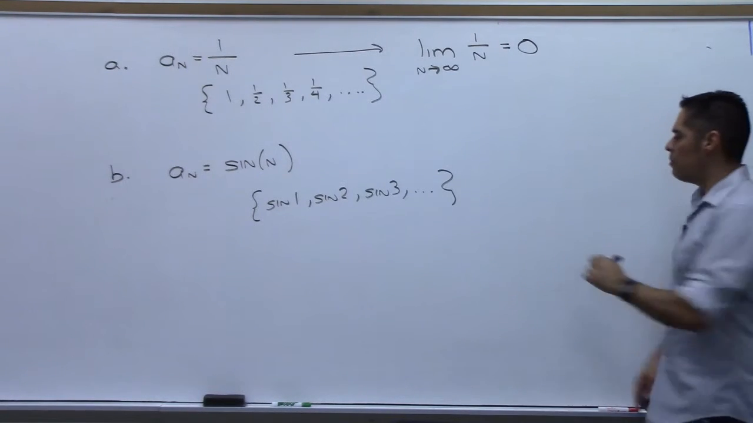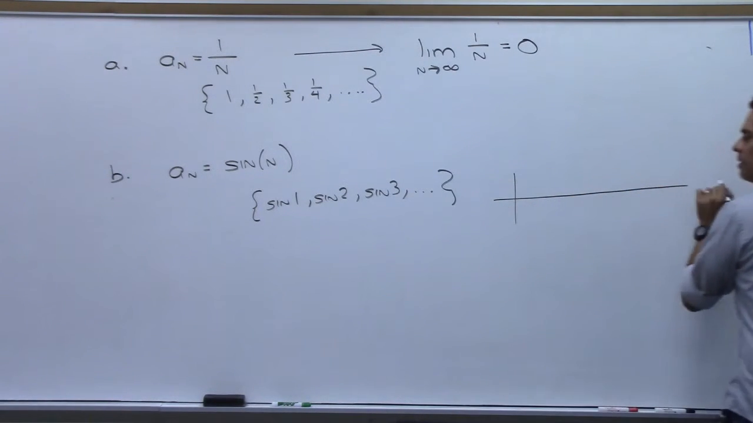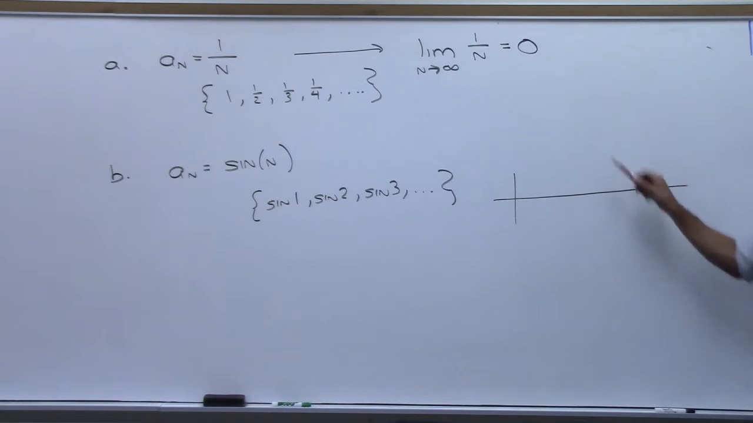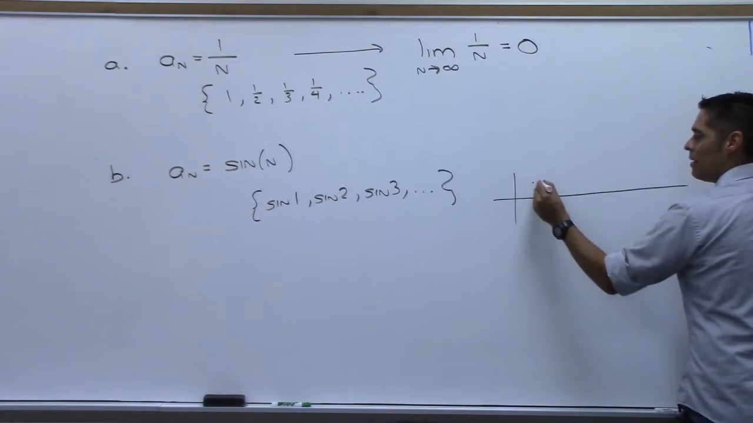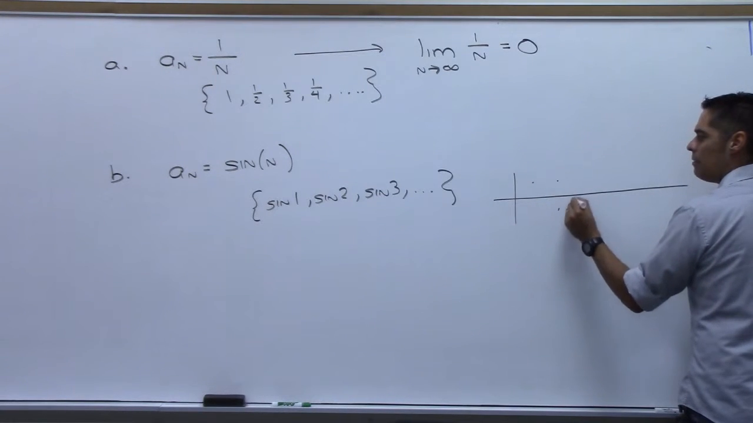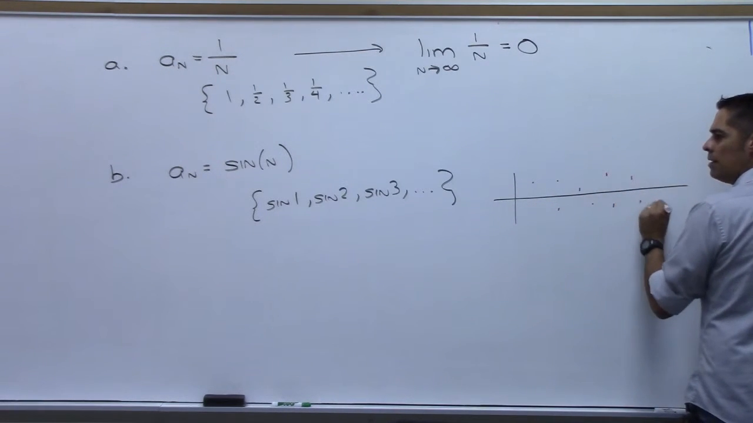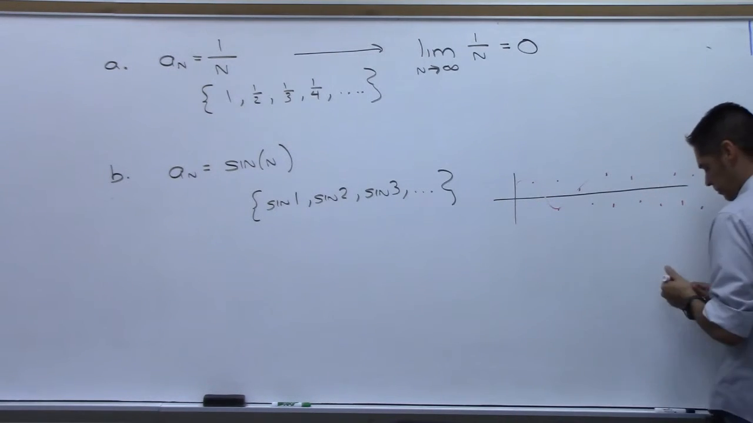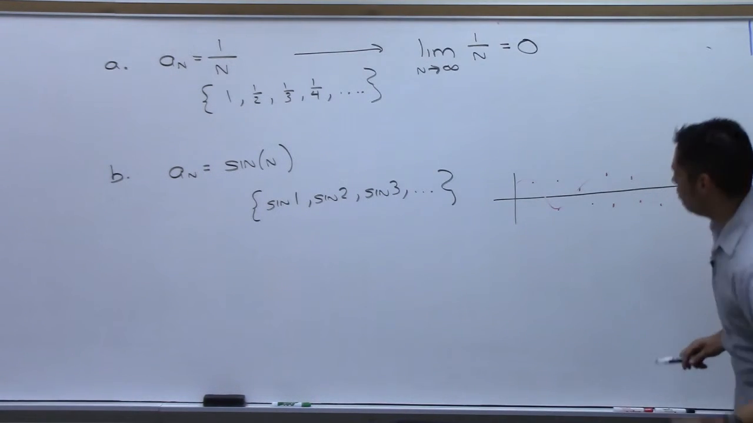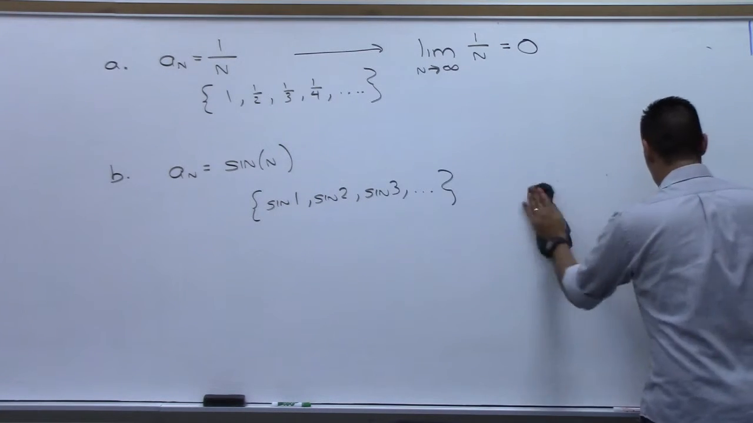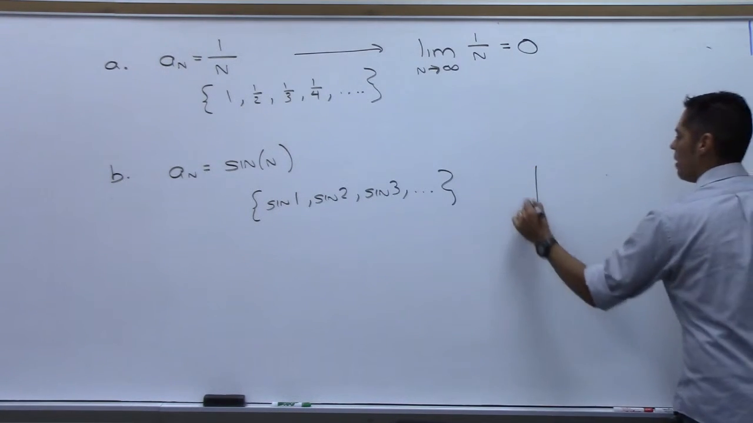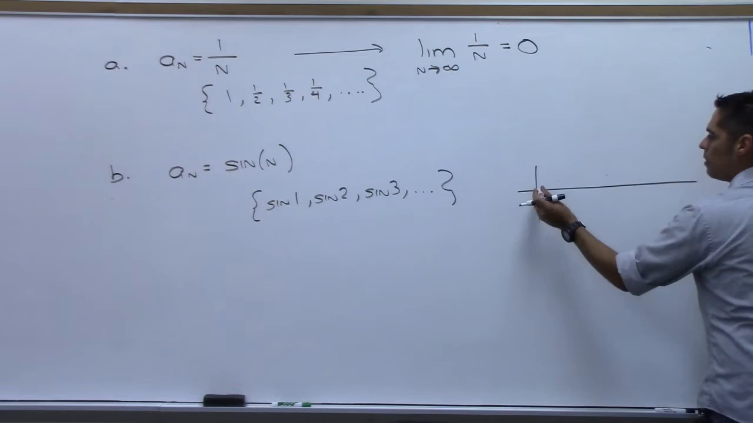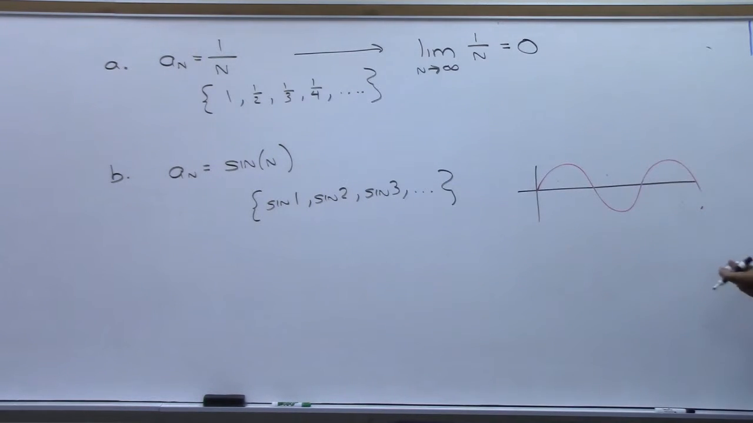But this is a sequence, so it wouldn't look like a sine function. I couldn't draw it without picking up my pencil, right? It would be like dots. And I can't really tell you where those dots are going to hit. What I should have done is draw the sine curve first and said the sequence has to be dots on that, right?